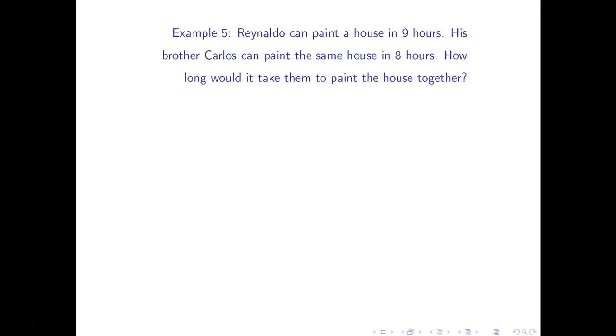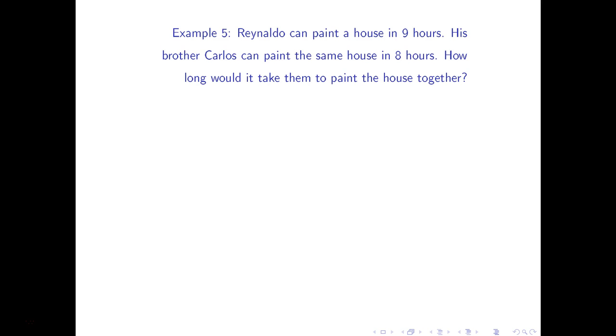Now, this problem, notice I have Ronaldo who can paint a house in 9 hours. His brother Carlos can do it in 8. How long does it take them to paint together? I just want you to use some logic. Without doing any equations, I want you to think, what time kind of makes sense? Take a moment, just think about that.